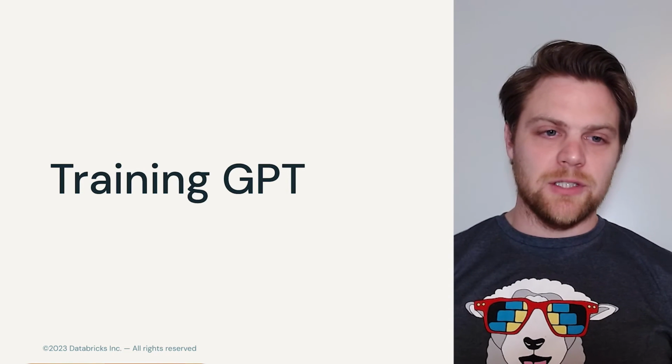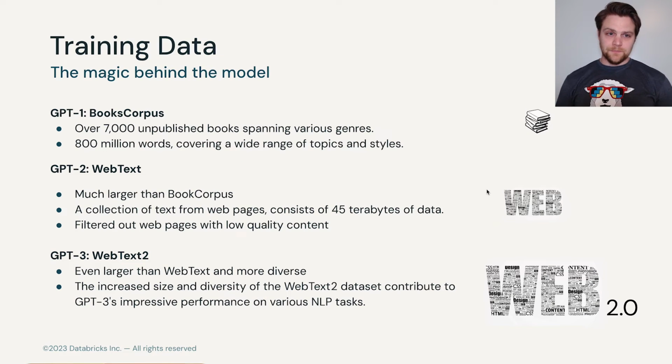So let's talk about how you might train GPT and focus a little more on that data. As we mentioned before, GPT-1 was trained on something called the BookCorpus, which is comprised of 7,000 unpublished books spanning various genres, which has about 800 million words covering a wide range of topics and styles. If you download GPT-1 from something like Hugging Face and run it, you'll notice that it has this kind of style in its output. You'll also notice that it tends to output more or less nonsense, and that's just because GPT-1 is very small and doesn't have quite the complexity that its larger, newer generations have.